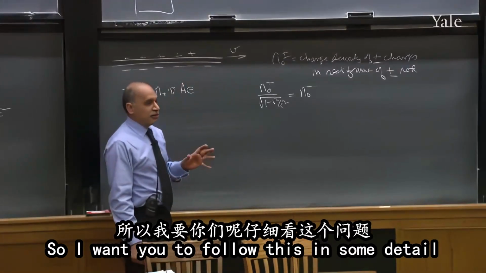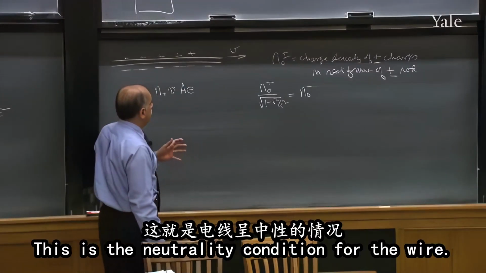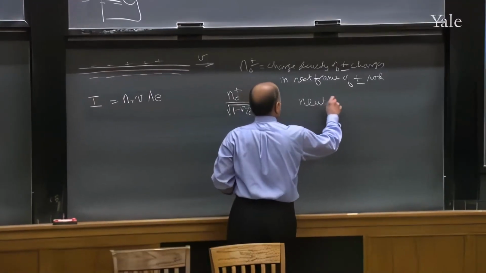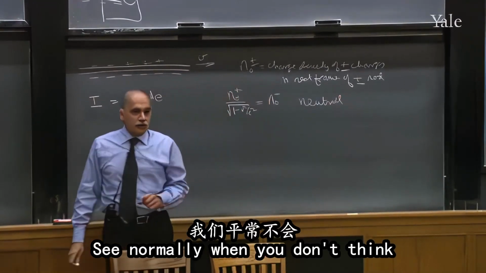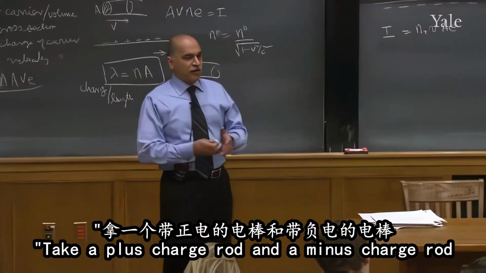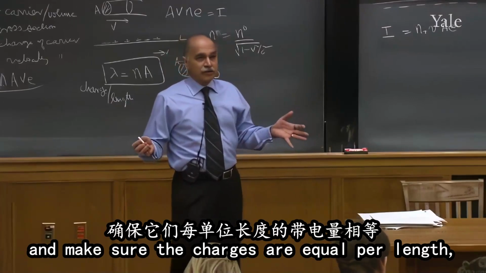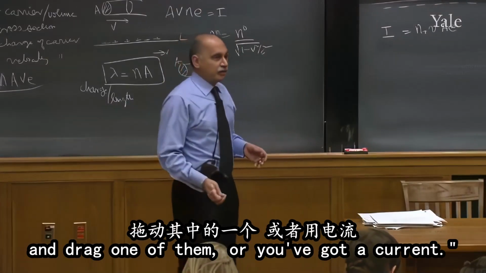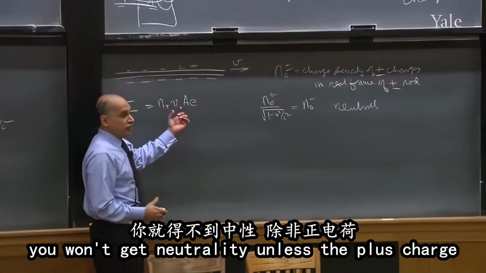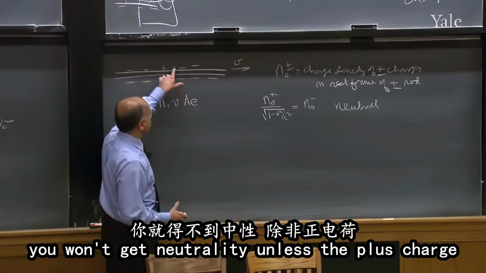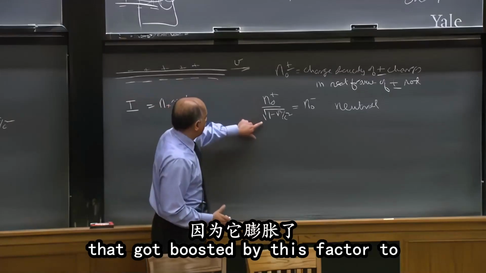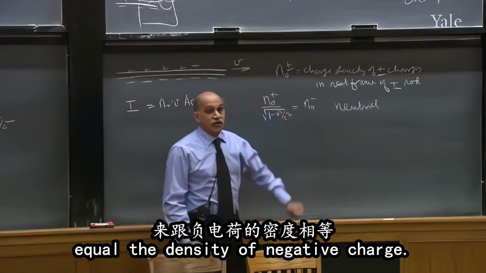So I want you to follow this in some detail because it's not so difficult. This is the neutrality condition for the wire. I want the wire to be neutral. Normally when you don't think in relativistic terms, you will say, take a plus charge rod and a minus charge rod, make sure the charges are equal per length, and drag one of them, you've got a current. That works in a non-relativistic limit, but if you take into account length contraction, you won't get neutrality unless the plus charge had a slightly smaller density in its own rest frame that got boosted by this factor to equal the density of negative charge.